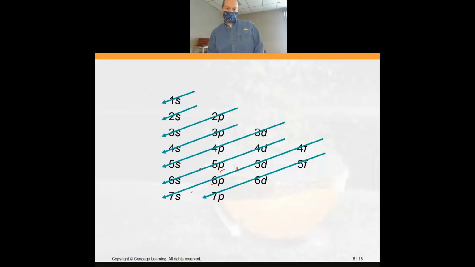And so remember, the s's all hold 2 electrons. P's all hold 6 electrons. The d's hold 10 electrons. The f's hold 14 electrons. And remember that you will also have the 5g, and that would be 18.